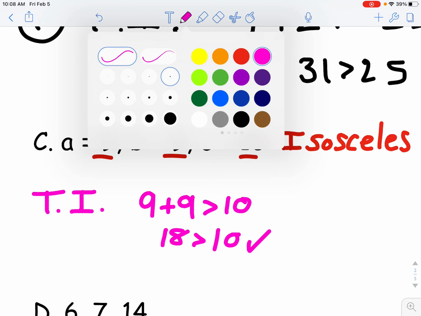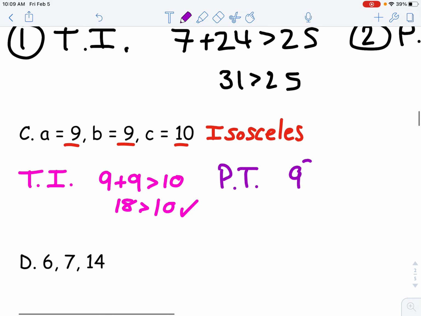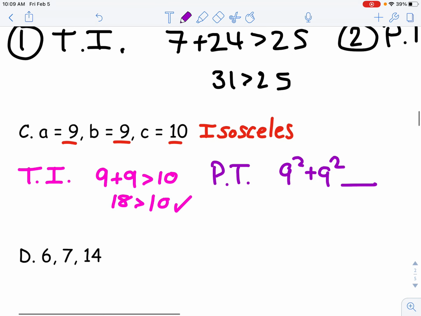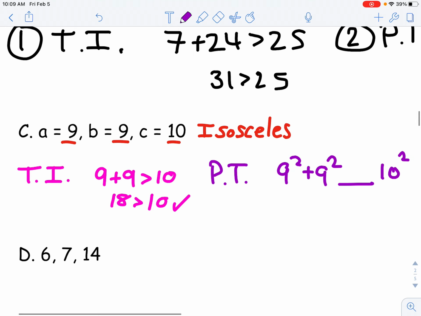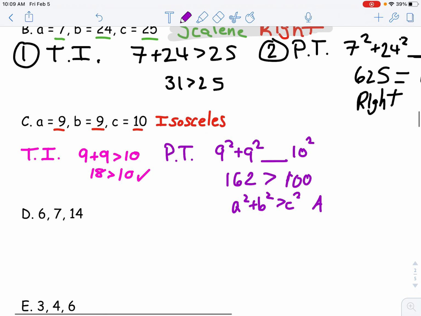All right. Next is the Pythagorean theorem. We're going to get 9 squared plus 9 squared blank 10 squared, which is going to give me 162 and 100. So we haven't seen this case till right now. We have 162 is greater than 100, so this is acute. When a squared plus b squared is greater than c squared, remember it's acute. All right, just got to memorize it. Got to know what's going on. So isosceles, acute, acute isosceles, however you want to phrase it.